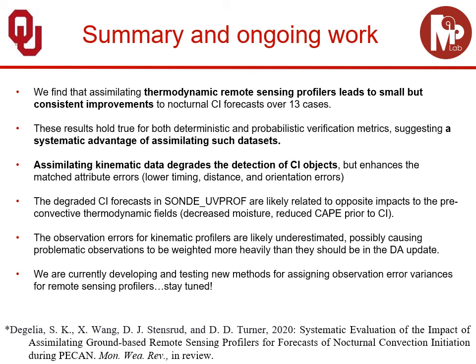So conversely, assimilating the kinematic dataset often degrades the detection of CI objects. However, I'll mention again that assimilating both datasets together did lead to improvements in CI timing, location, and orientation. So we suspect, again, that this degraded forecast quality in SON-UV prof is likely related to opposite impact to the convective thermodynamic fields, and we suspect that that in turn is linked to underestimated observation errors.